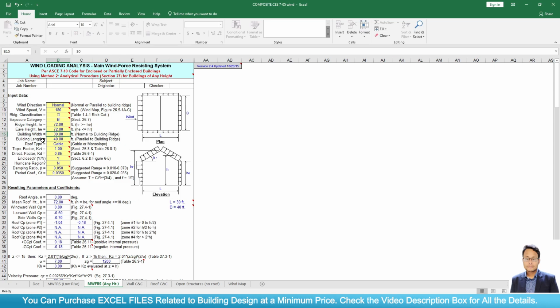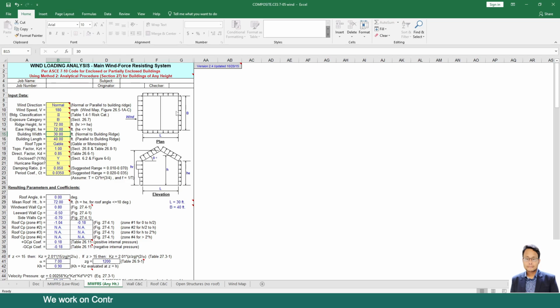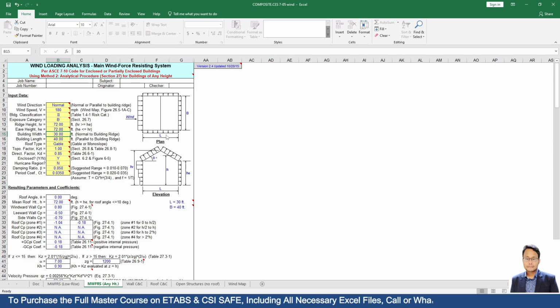Building width and building length, a very important thing. Suppose here wind is passing through the x direction. In that case, the dimension which is parallel to x should be considered as L and the perpendicular dimension should be considered as B. If wind is passing through the y direction, in that case, the dimension of the structure which is parallel to the y direction should be considered as L and the opposite or perpendicular dimension should be considered as B.